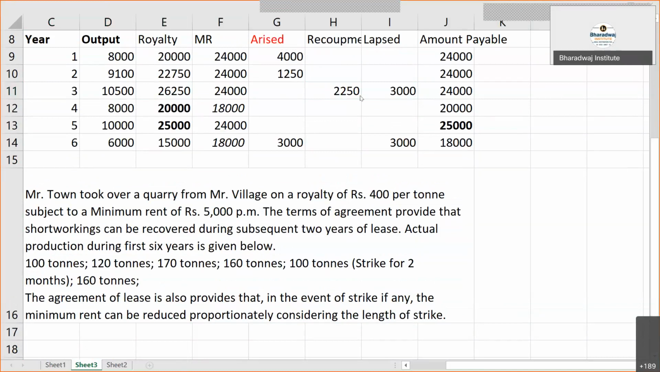Why are we paying minimum rent here? Because the landlord has given you the right to recover the surplus. I have already paid 5,250. If there is a surplus, you can recover the short workings. That's why we are paying 24,000 out of 26,250. We have adjusted short workings of 2,250 and we are paying 24,000. So minimum rent should be paid.